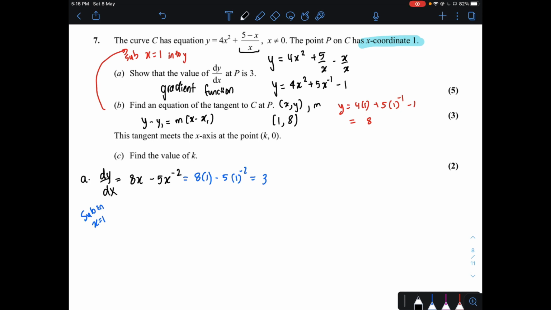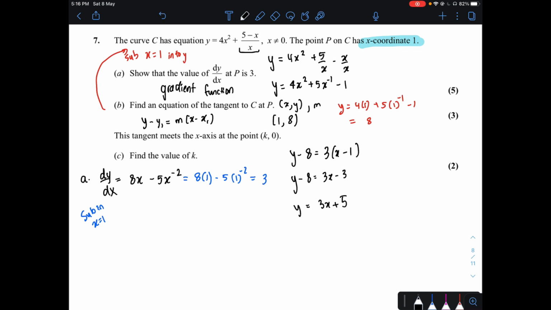y minus y1 equals m bracket x minus x1. So this becomes y minus, so what's our y value? 8. Our gradient is 3, x minus 1. Then we simplify, so y minus 8 equals 3x minus 3. So y equals 3x, and minus 8 goes the other side, becomes plus 5.